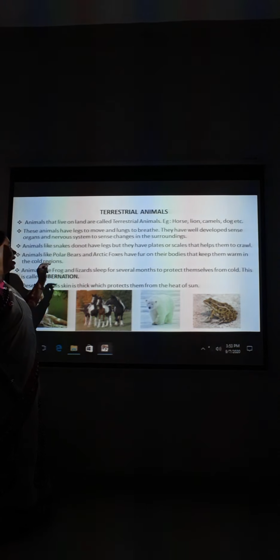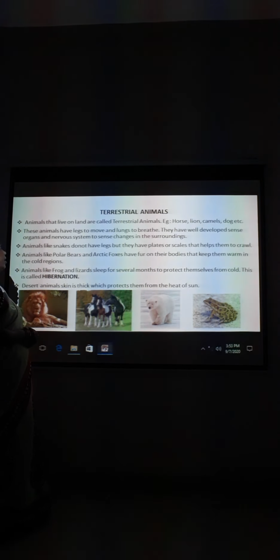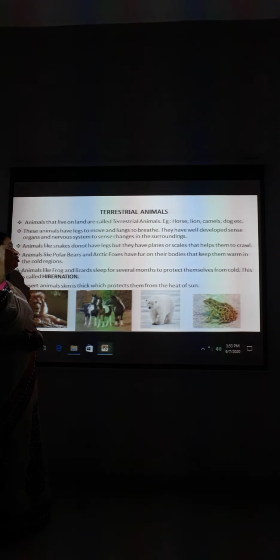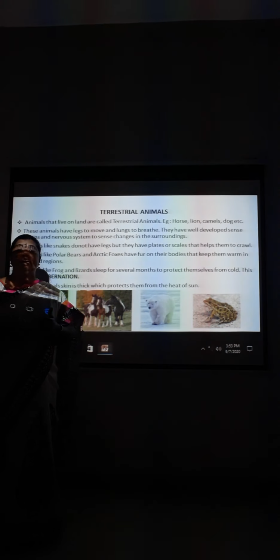These animals have legs to move and lungs to breathe. They have well-developed sense organs and nervous system to sense changes in the surrounding. So, these animals, how does the movement take place?